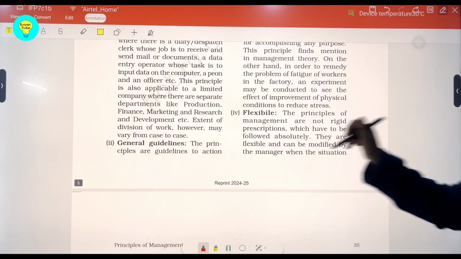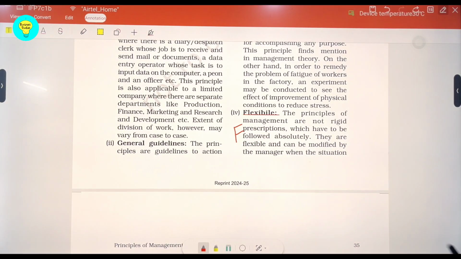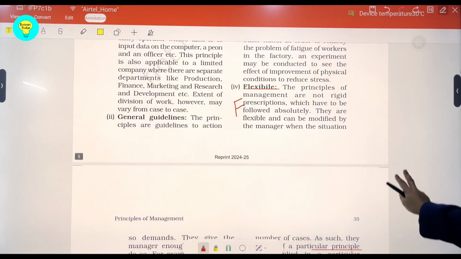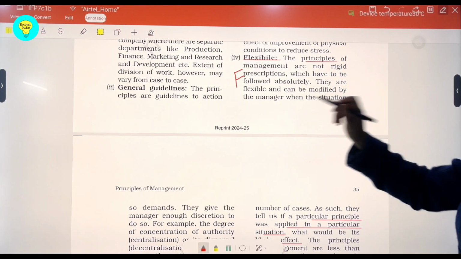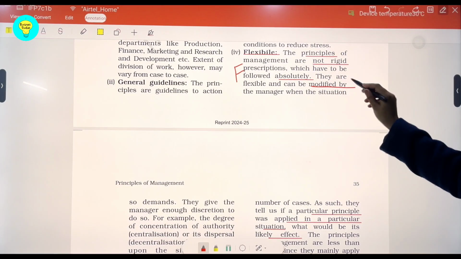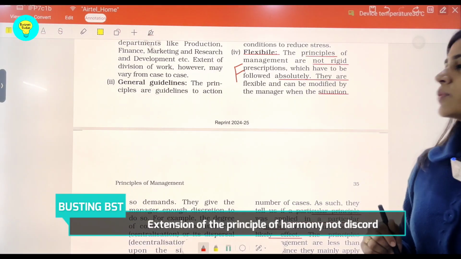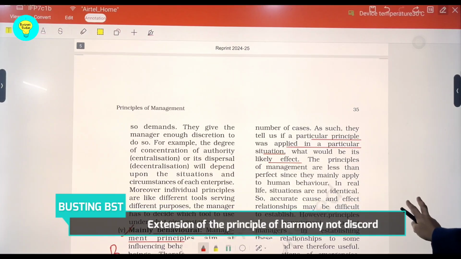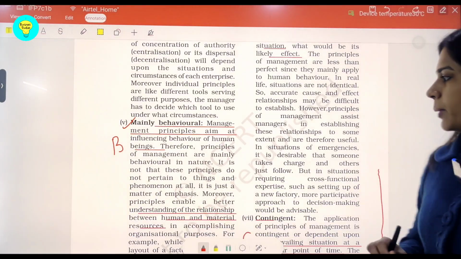Then F, representing the next principle, flexibility. So this is very much related to the point discussed above, and we can say that the principles are not at all rigid and they provide absolute freedom to the manager in order to modify these principles according to the situation as per its demand. So this also points towards the contingency feature as well as the experimentations feature, where managers are expected to exercise due diligence before their application.